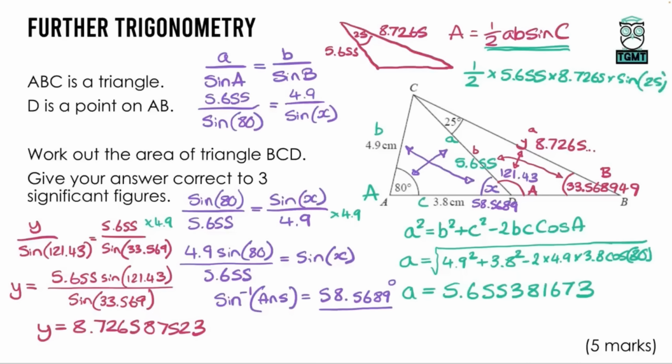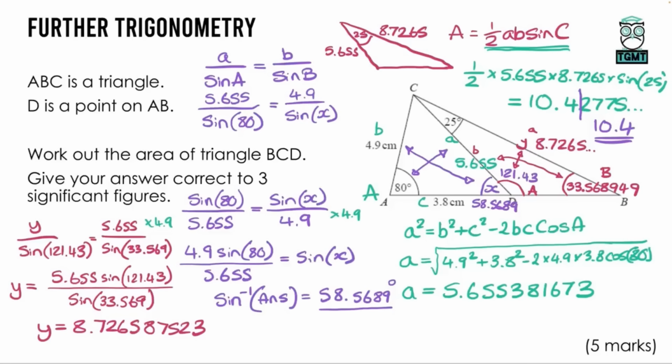So I need to type all of this in. 0.5 times 5.655 times 8.7265 times sine of 25. And there we go. Now all of that has led to a final answer for me, which has come out as 10.42775 and a few more decimals. I'm not going to worry too much though, because I do need to round this to 3 significant figures. So if I cut it after the 4, I get a final answer, which has come out as 10.4.